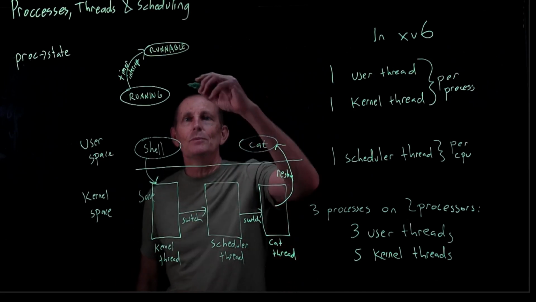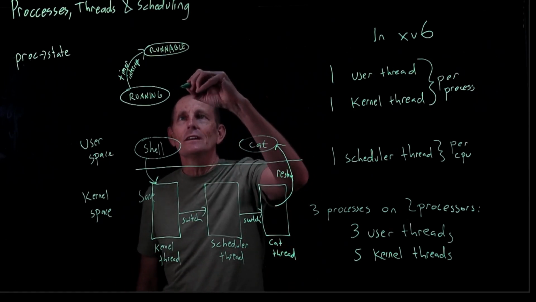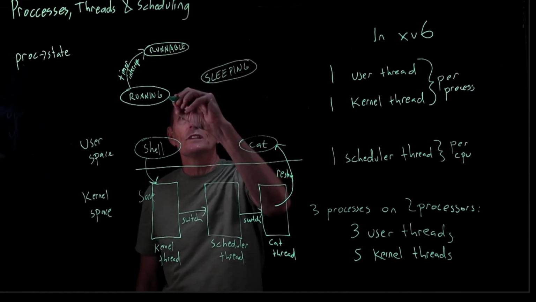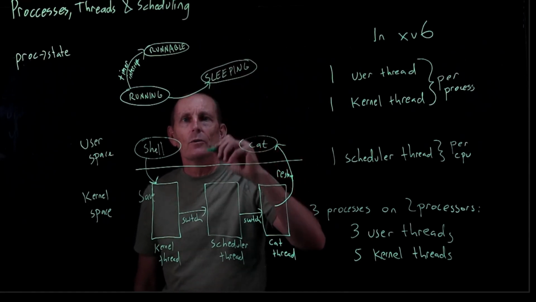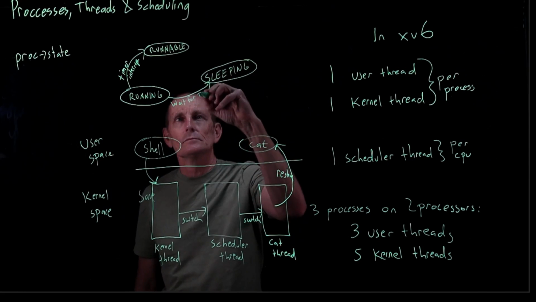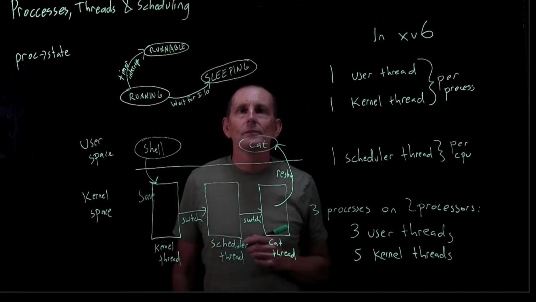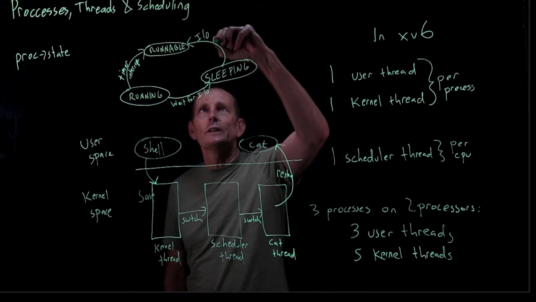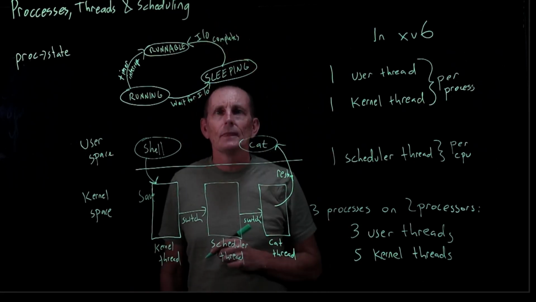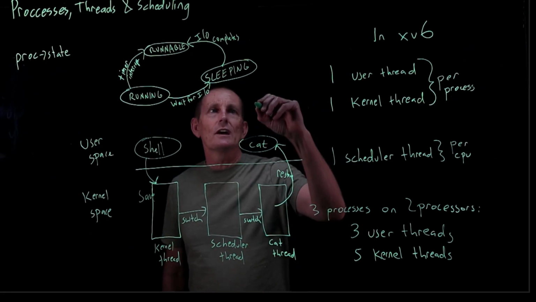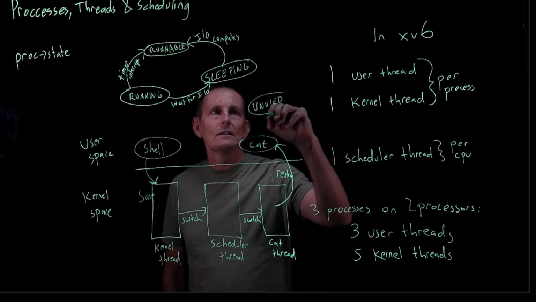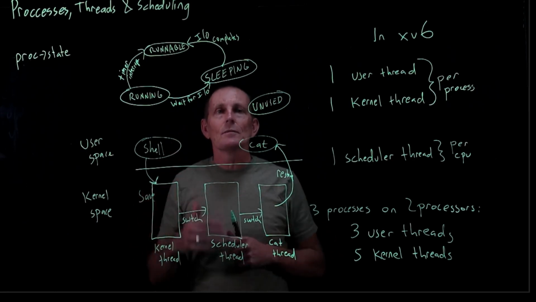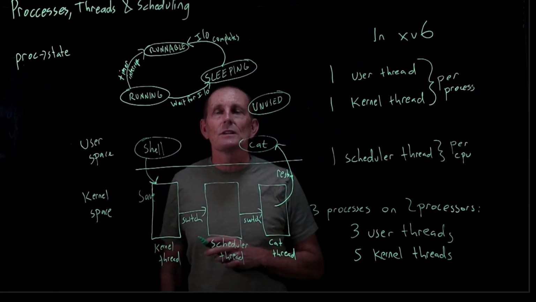Another possibility is that a running thread can turn into sleeping. This would be if we are waiting for I/O. So it goes to sleep waiting for I/O. From sleeping, we can come back to runnable when the I/O completes. We do have an unused state. The unused state is for entries in the process table that aren't used for anything at all, so unused processes.